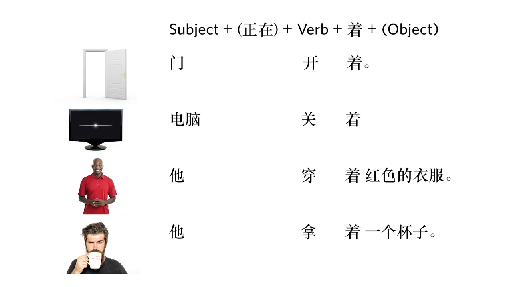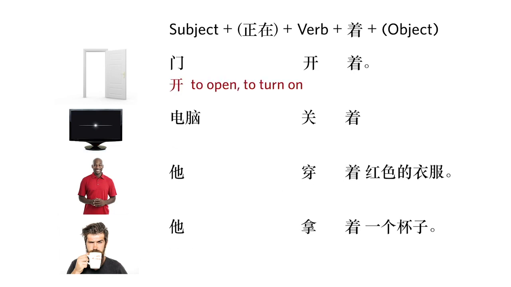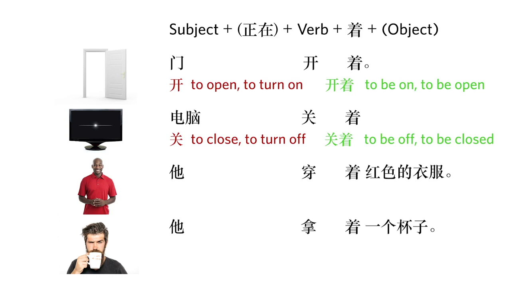In the first sentence, 开 alone can mean to open or to turn on. Adding 着 allows one to express that something is open or on. In the second sentence, 关 alone means to close or to turn off. 电脑关着 expresses the continuation of the state of being off as a result of the action 关 to turn off.